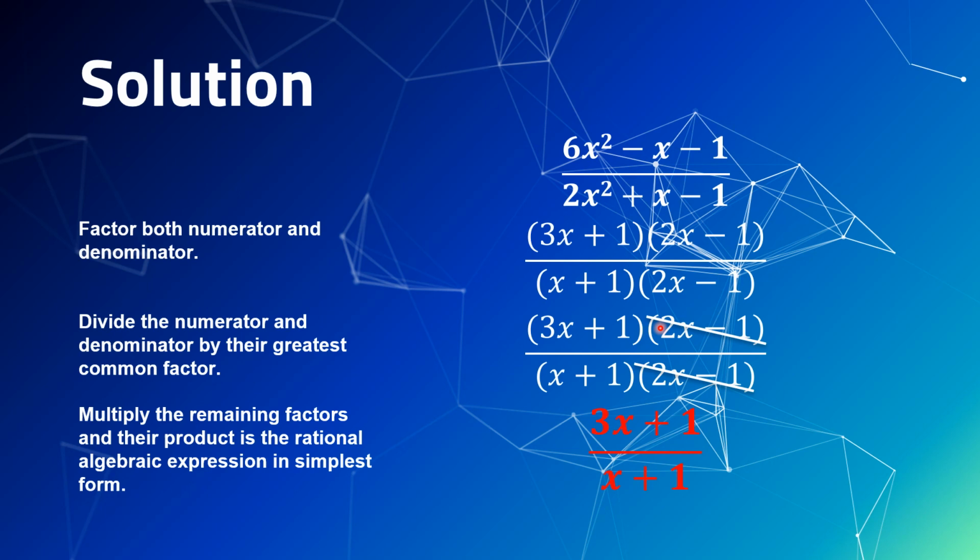Since we have a common factor, which is 2x minus 1, this will be cancelled out and the remaining value will be (3x plus 1) all over (x plus 1). So this one is the simplified form. The numerator and denominator are both now prime.